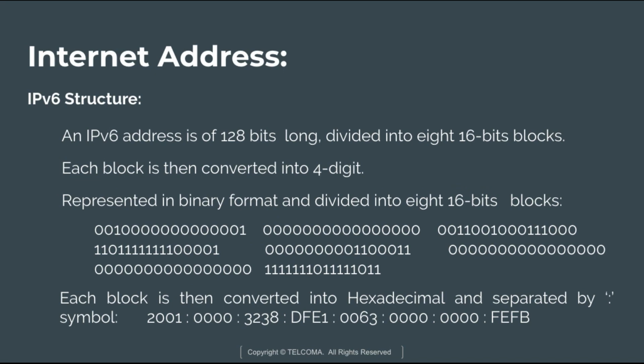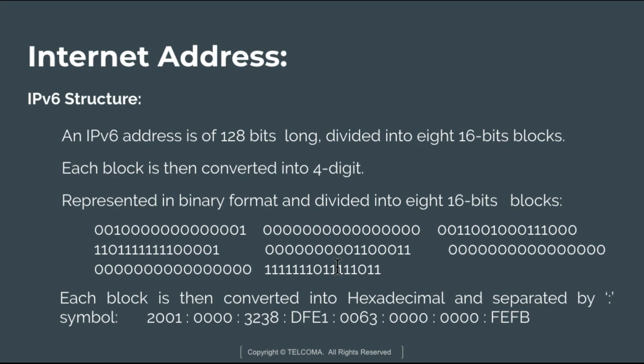Next is the IPv6 structure. An IPv6 address is represented by hexadecimal numbers separated by the colon symbol, and the IPv6 addressing structure is defined in RFC 4291. As we know, an IPv6 address is 128 bits long, and these 128 bits are divided into 8 blocks of 16 bits each. So these are the 8 16-bit octets. This one is the first, second, third, fourth, fifth, sixth, seventh, and this one is the eighth. So these are the 8 octets having 16 bits each.